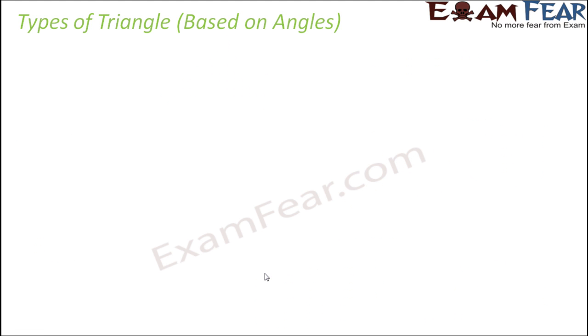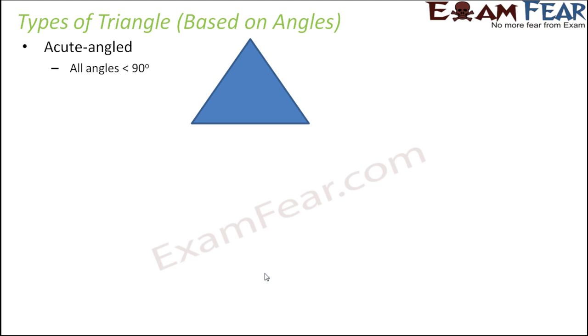Now, on similar lines, we can also categorize triangles based on the angles, based on the type of angles which are present in a triangle. On this basis also, the triangles can be divided into three types. The first type is the acute angled triangle. So what is an acute angle? An acute angle is that angle which is less than 90 degrees. So if we have a triangle where all the three angles are acute angles, then that triangle is called an acute angled triangle.